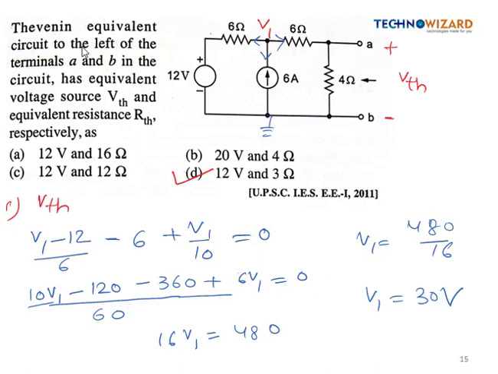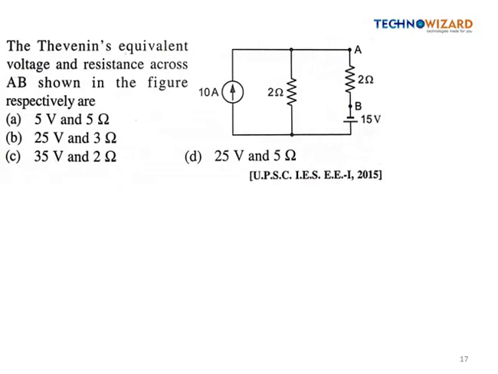So next question is: the Thevenin equivalent voltage and the resistance across AB shown in the figure respectively are, okay? So for this circuit we have to calculate VTH. So first find the VTH, okay? For finding the VTH we have to remove the load.